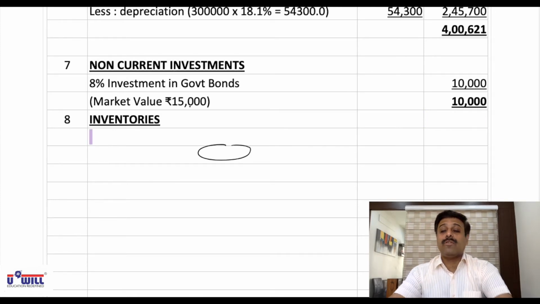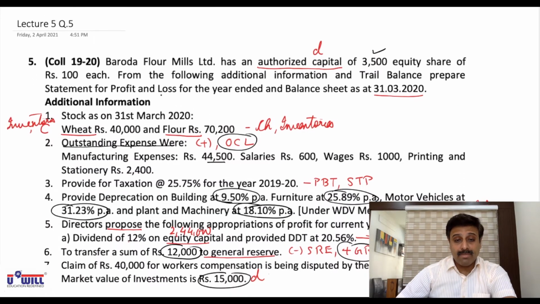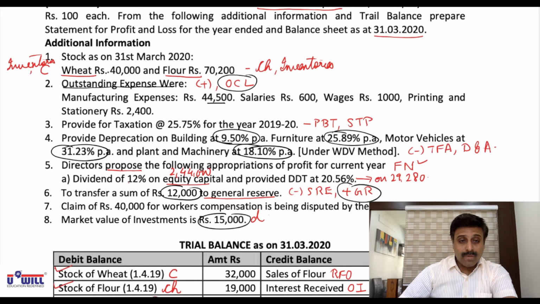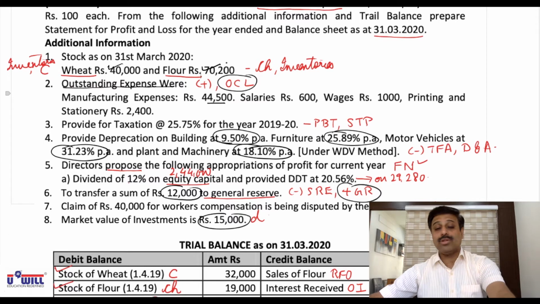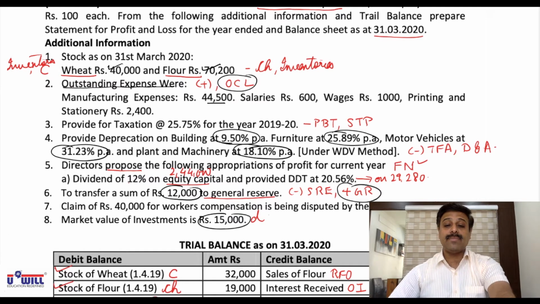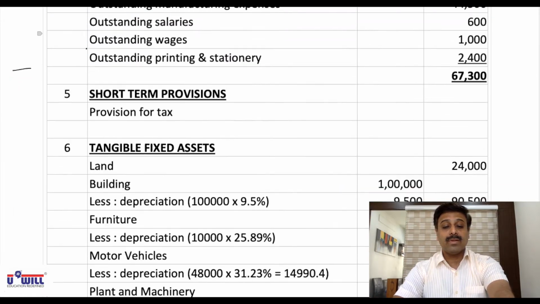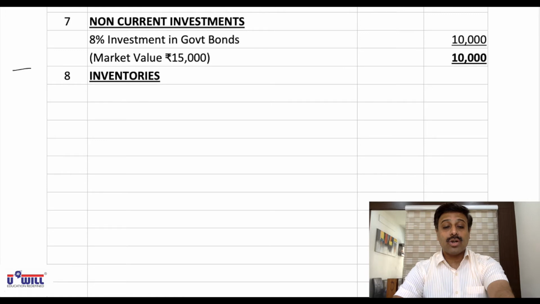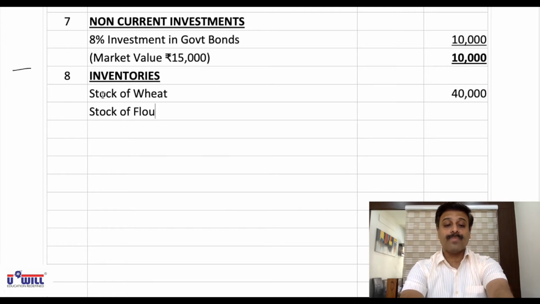Now inventories, what we will have is from the adjustments, you all can see we have marked it. Stock of wheat 40,000 and flour 70,200. Okay, that is marked as inventories. Stock of wheat 40,000, stock of flour 70,200. Total 1,10,200.